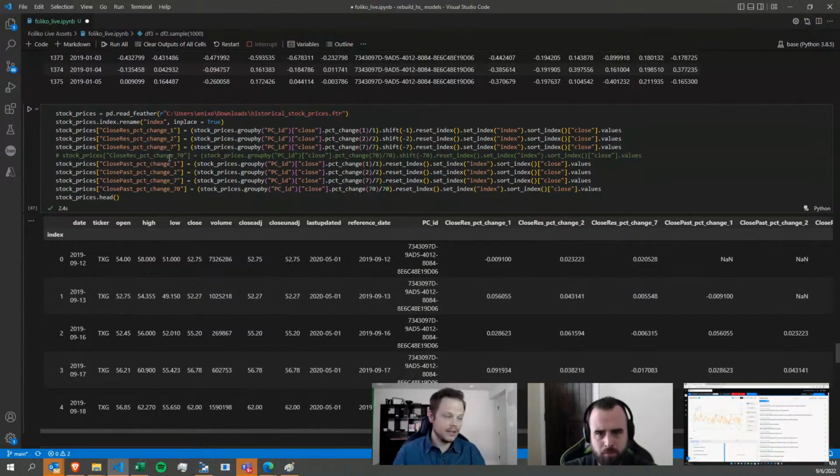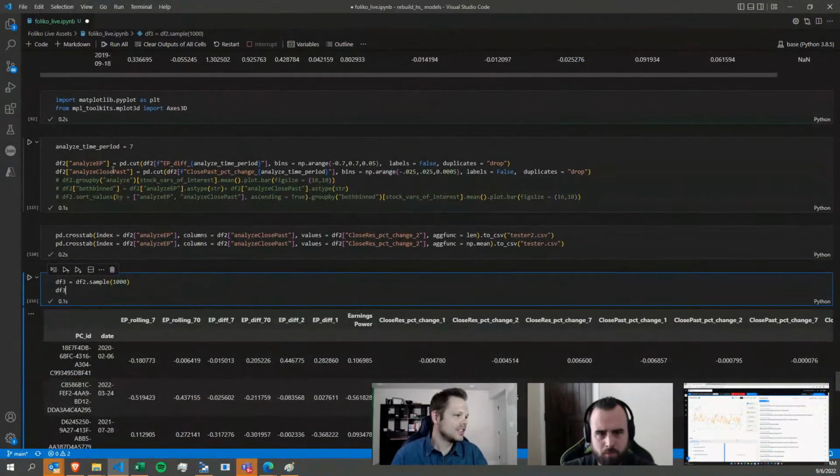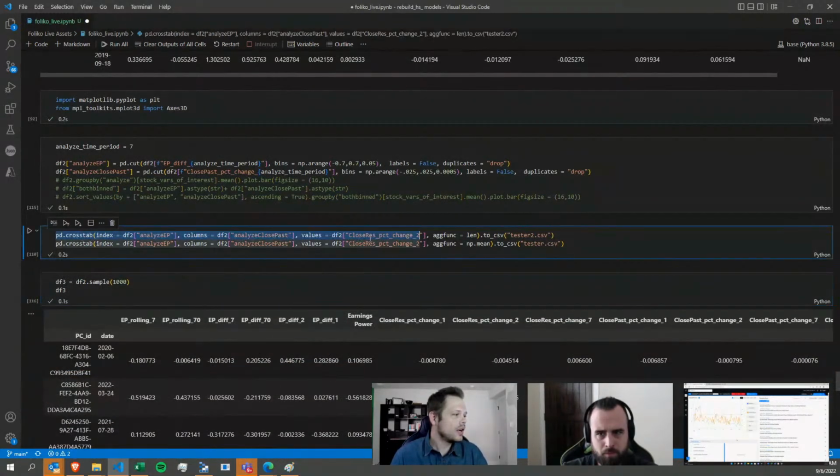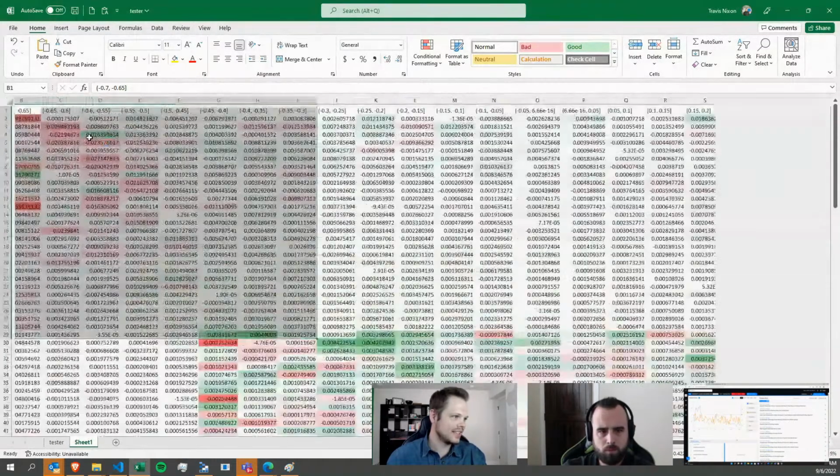Okay, so 2 days later. Right. And you can just see how this analysis is going. What I'm going to do is create a cross tabulation. That means on one index, I'm going to be putting the earnings power change, and on the other index, I'm going to be putting the past historical stock price change, each one over the course of a week. And then each of the values is going to be that stock price change. Let's take a look at what this actually looks like in Excel.